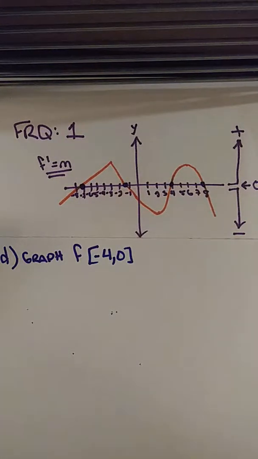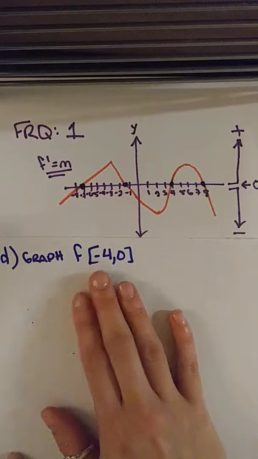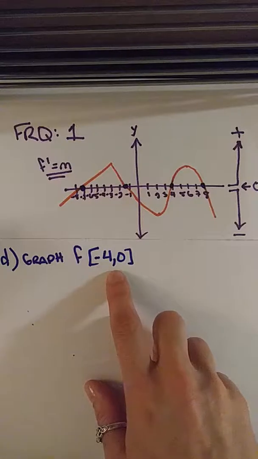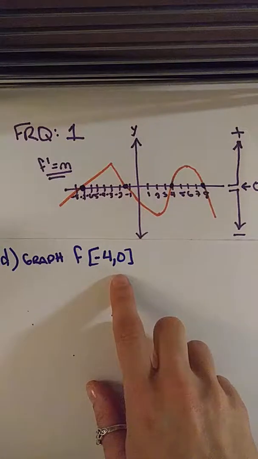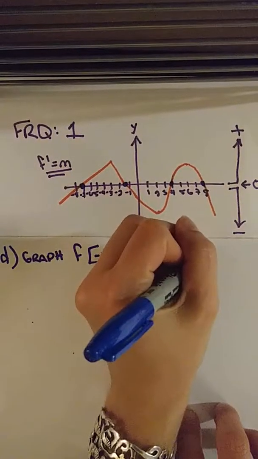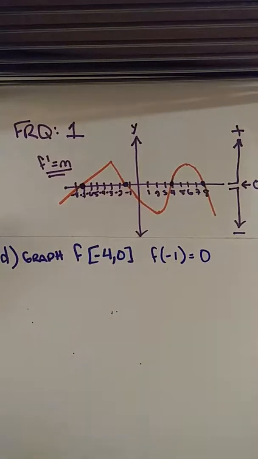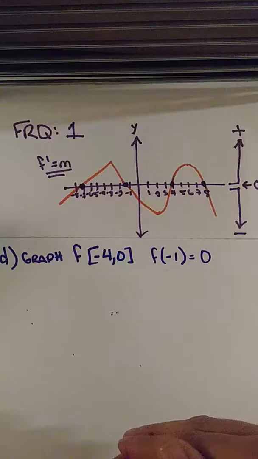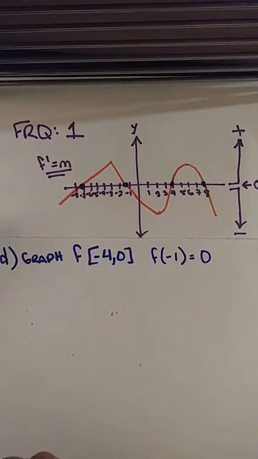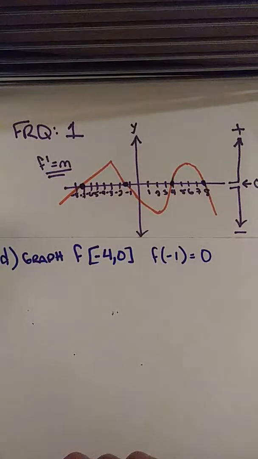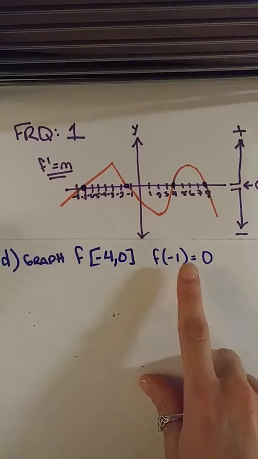The first things that we're going to be doing are taking a look at the specifications that the problem's given us. First off, it's told us that we only want to look at the interval from -4 to 0. And the second thing that it's told us is f of -1 equals 0. And this is important because of what I said in the last video. Remember, when we look at f prime, we don't actually know anything about the y values of our original function because we can only get y values from the equation for f of x or from the graph of f of x, and we don't have either one of those things here. We're only looking at the derivative, so we don't know about the y values until they tell us specifically what they are.